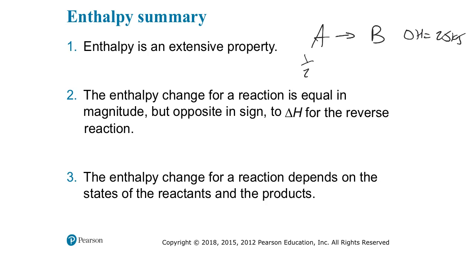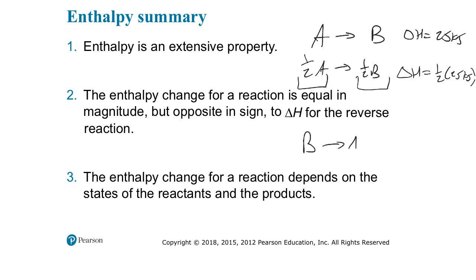If we cut this in half, have half A to half B, which is reasonable because that just means a half mole of A turning into a half mole of B, the delta H for that process should be cut in half. So it'd be a half times 25 kJ. The enthalpy change for a reaction is equal in magnitude but opposite in sign if you flip the reaction. So in this example, obviously B to A has a delta H of minus 25.